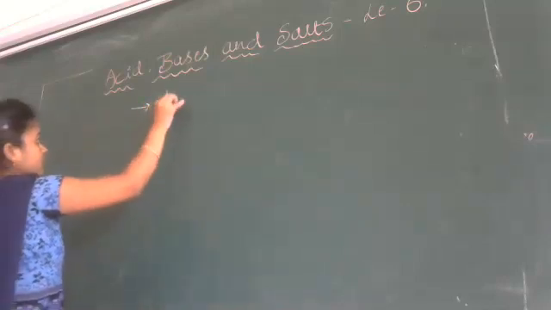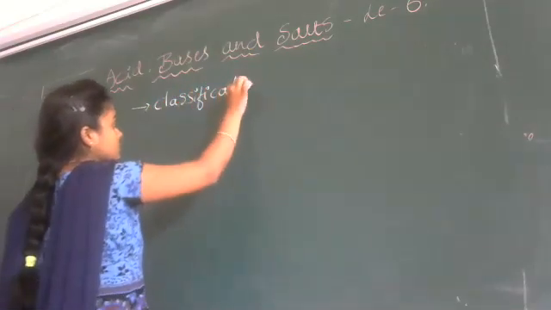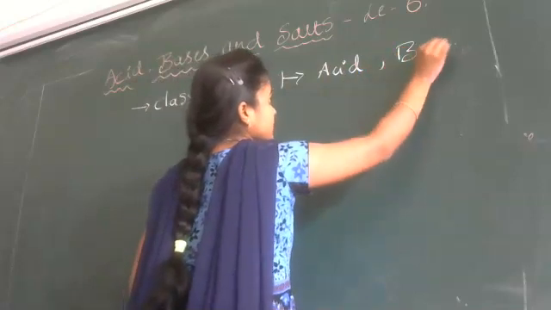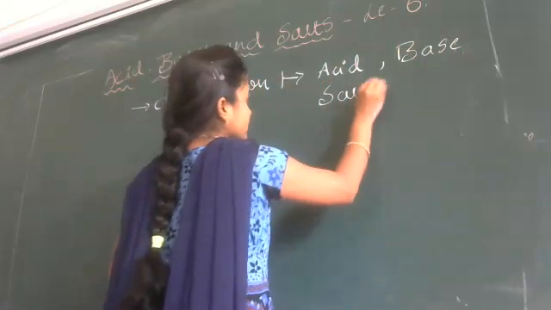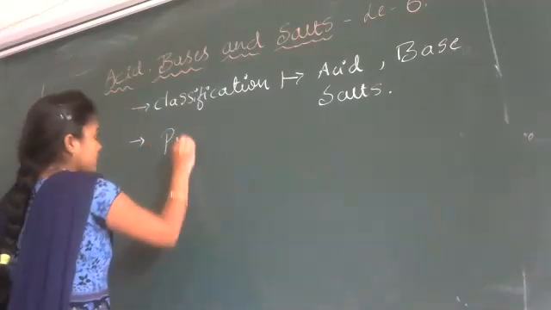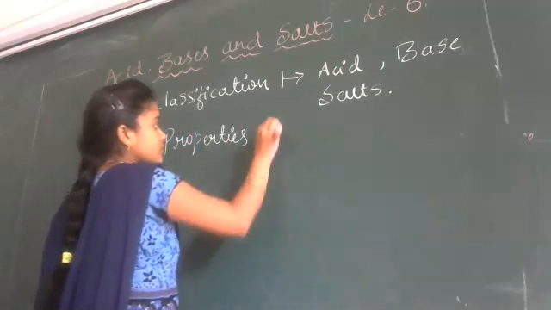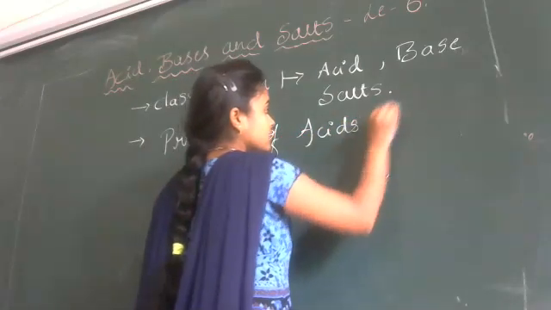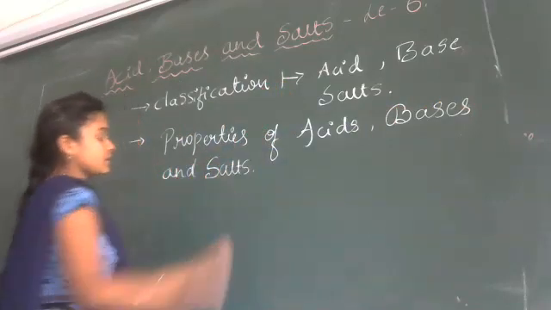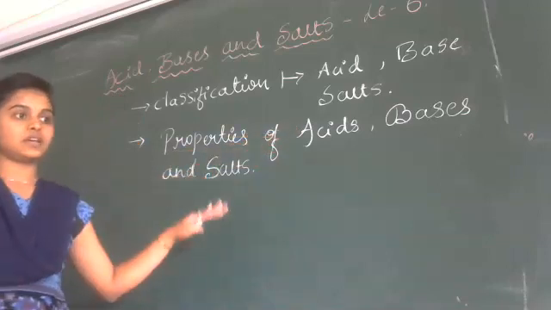Before starting this, I'll write some of the points on the board that are to be studied in this lesson. First, we will be studying the classification of different substances. They are acid, base, and salts. Next point to be studied is properties, right? So properties of acids, bases, and salts. We'll be studying properties of acids, bases, and salts.